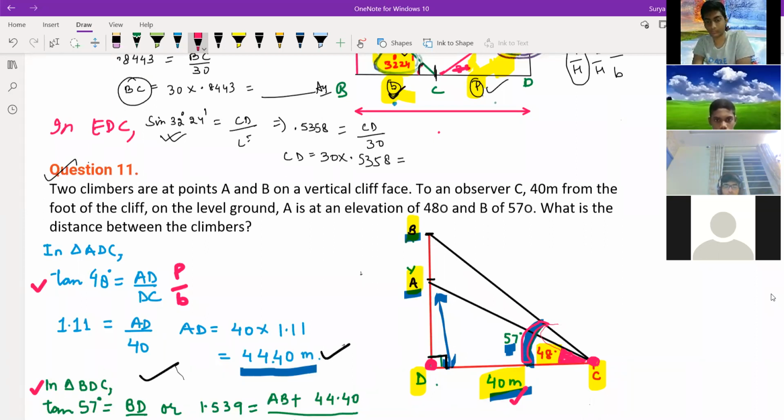All right. Sir, I'm getting 17.17 meters. I don't know, but it's pretty less. So we have to find the distance between both the climbers, right? So AD we got 44.40. We got AD, or are we directly finding AB only?